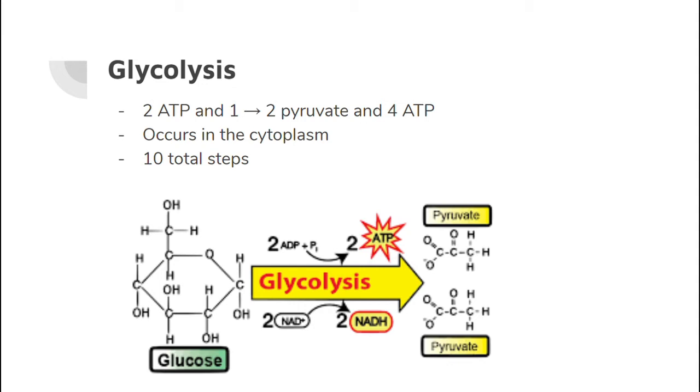In glycolysis, we see two ATP and one glucose converted into two pyruvate and four ATP. This step occurs in the cytoplasm. There are 10 steps, which you aren't necessarily required to know, but each one is catalyzed by a different enzyme. ATP is produced by substrate level phosphorylation.